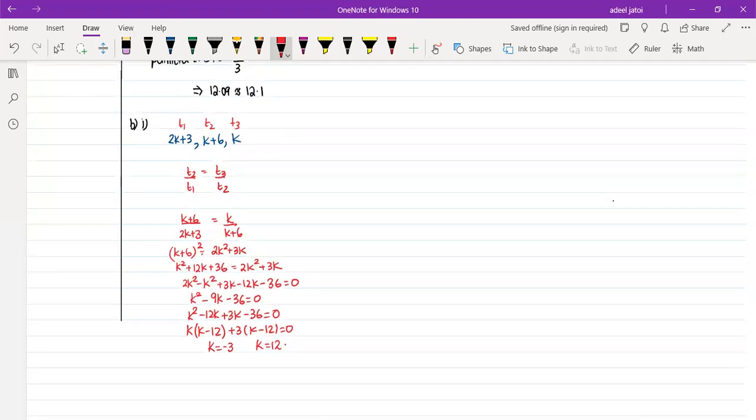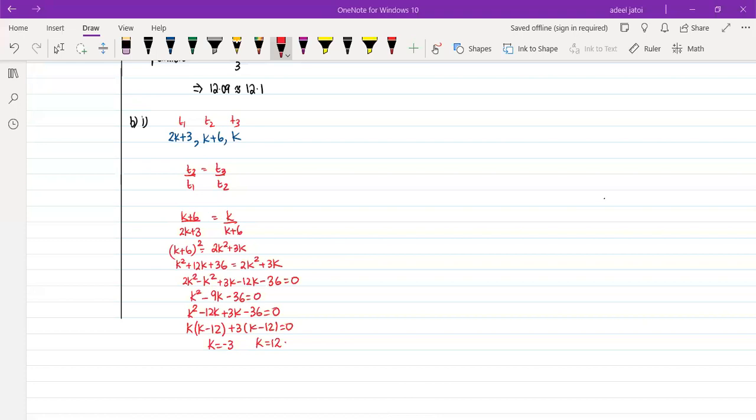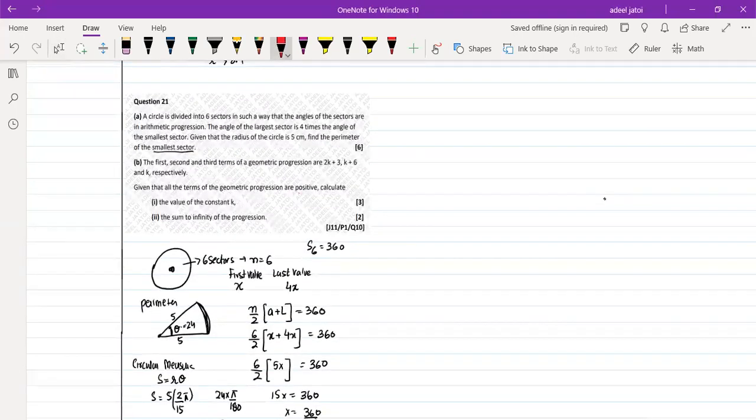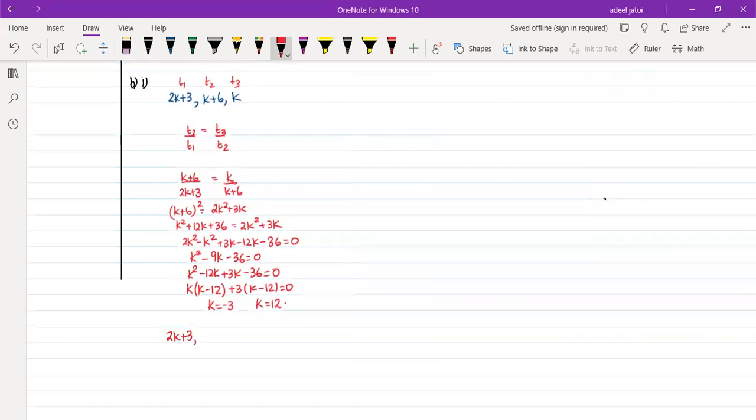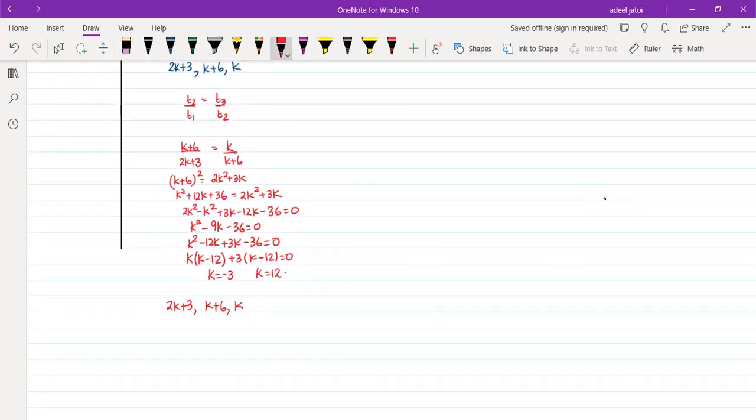So we have 2 values for k. As the question said, all the terms of the progression are positive. If we put 12 in for k, the entire terms will be positive: 2k plus 3, k plus 6 is 12 plus 6, which is 18, and k is 12. But if we put minus 3, your third term will be negative, your second term is positive, and your first term is minus 6, negative. So k equal to minus 3 will not be used. Only k equal to 12 is the answer for B part 1.